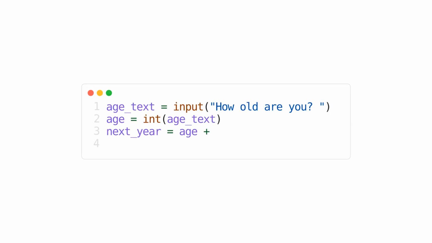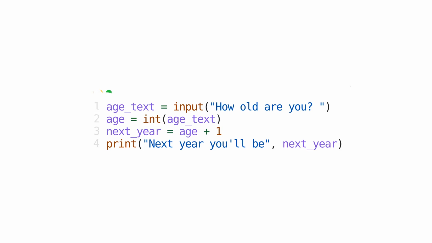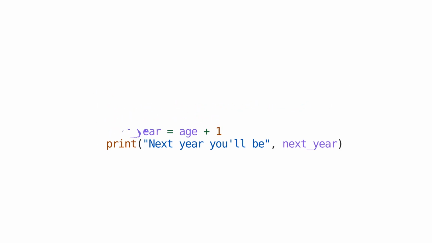Let's see the transformation in action. First, we get the user's input as text. Then comes the magic. We use int to convert that text into a real number we can calculate with. Now we can add one to find next year's age. Finally, we display our result. The conversion makes math possible.